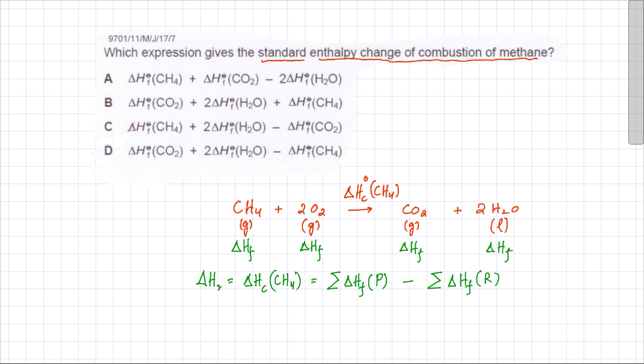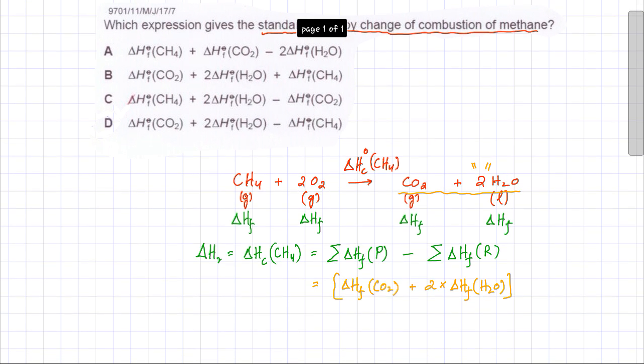Now we're going to look at this reaction. My products in this reaction are CO2 and H2O. So I'm going to apply this formula. The enthalpy change of combustion of methane would be equal to the enthalpy change of formation of my products, which in this case is CO2 and the other one is H2O. That would be multiplied by 2, because in my equation I have 2 moles of H2O. So it would be 2 times the enthalpy of formation of H2O. So these are my products, and I'm going to subtract my reactants from them.